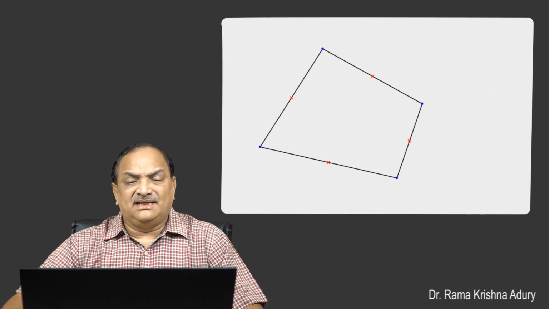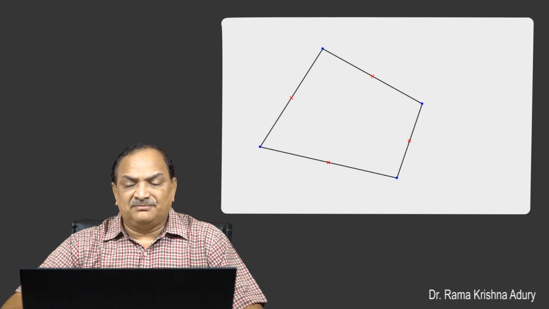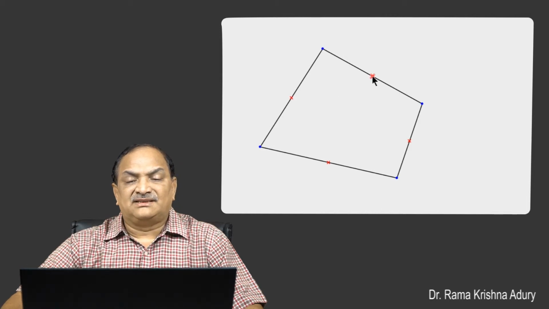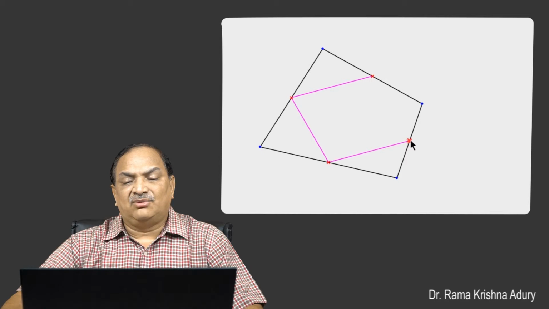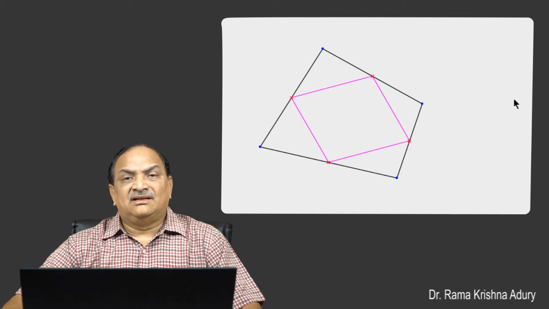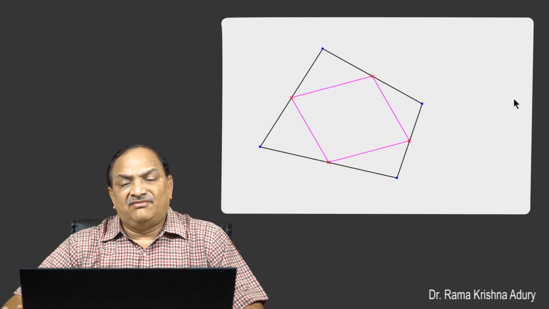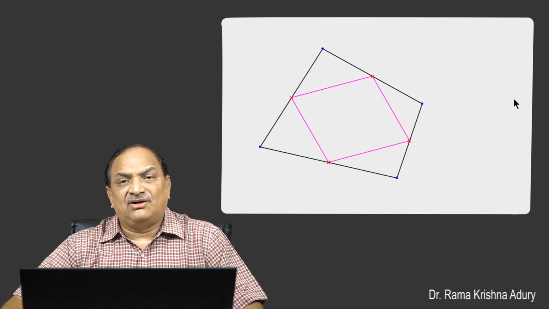Now we are going to join them to form a quadrilateral, and let me join them using line segments. Finally this is the quadrilateral we have got. So you can see here, no matter what kind of quadrilateral you are considering, the figure formed by joining the midpoints of the sides of a quadrilateral is all the time a parallelogram.